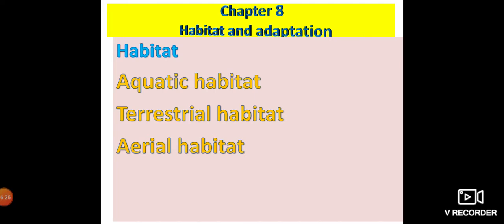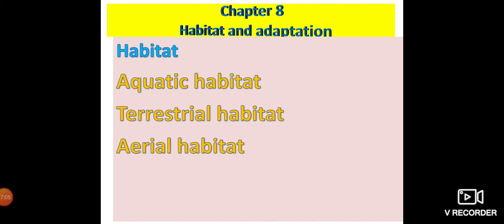Polar habitat means the polar regions of the Earth. In the polar region, we know that the temperature is extremely cold, and the whole time it is covered with snow. Throughout the year, the land is covered with ice. So, extreme cold and full of snow. That is the feature of polar habitat.